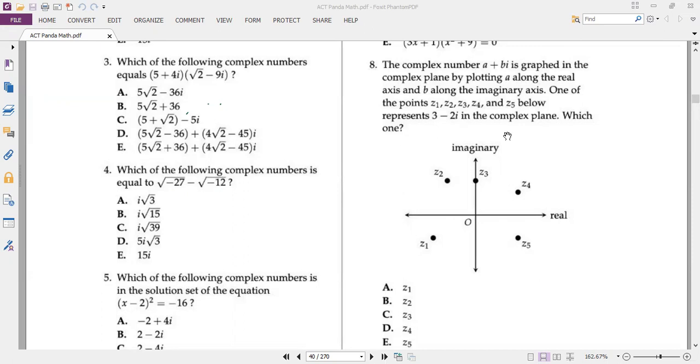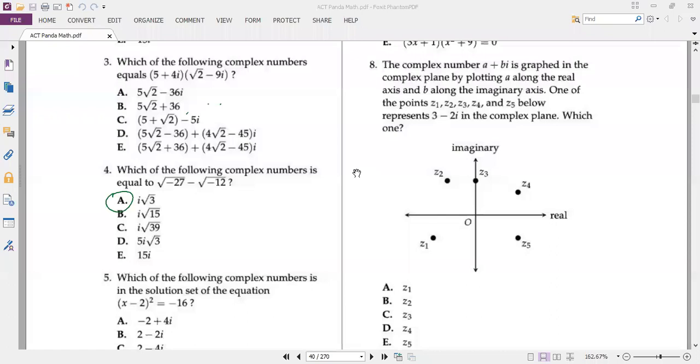Also, if you have the same calculator, or many calculators, by the way, that do complex numbers, it's allowed in the ACT test. Just write radical negative 27, then minus radical negative 12. That's all. The answer is A. Answer A, number 4, in less than a minute.